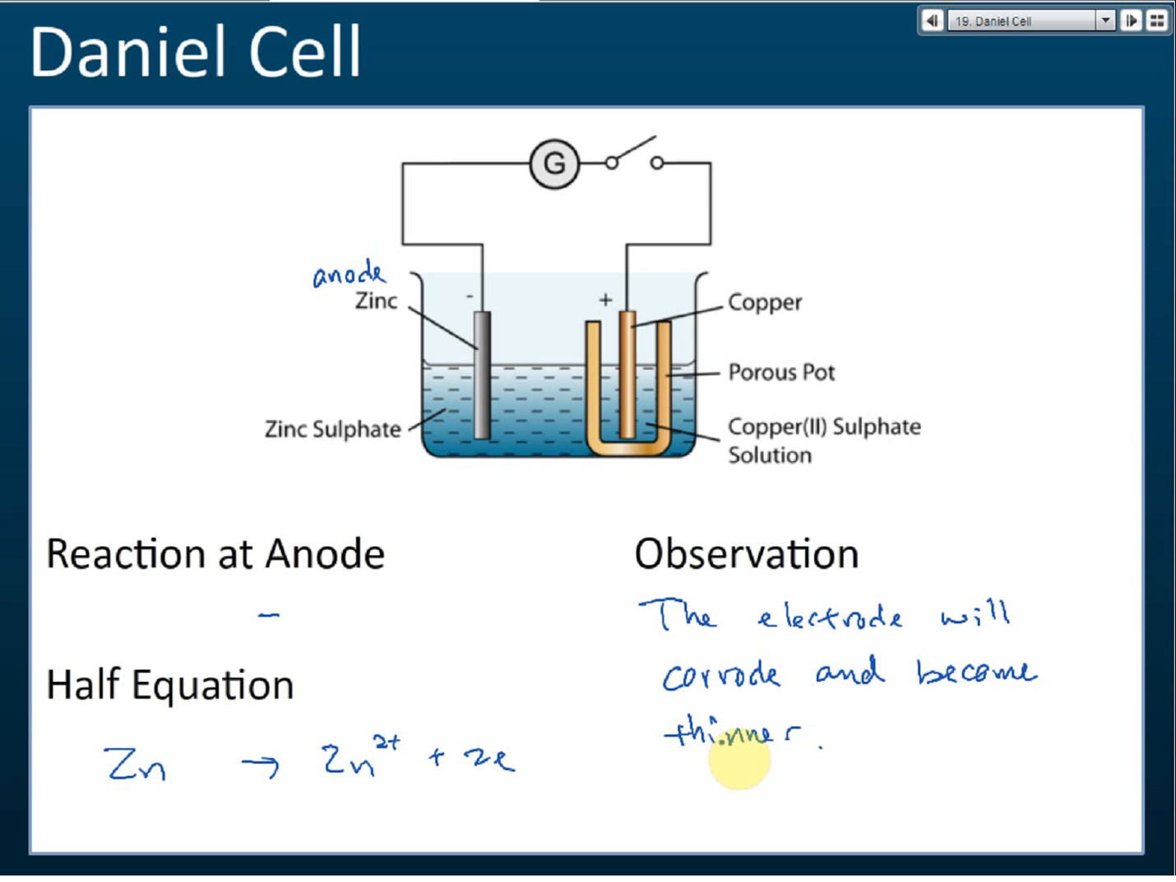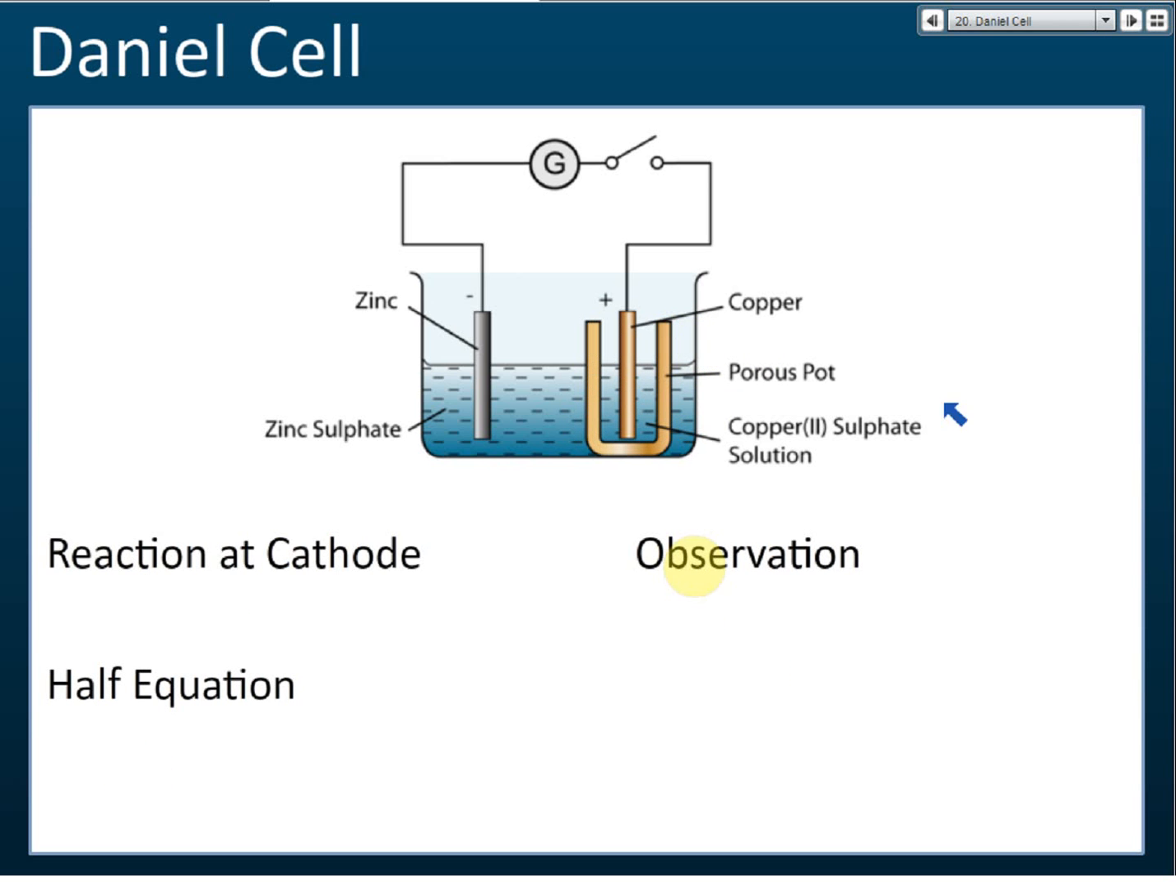The chemical reaction is exactly the same as the simple cell. The only difference is that this one has two electrolytes, and we have a porous pot. At the cathode, the positive terminal, the positive ions will receive the electrons. The positive ions we have here are the copper ions and the hydrogen ions. Copper ion is lower compared to hydrogen, so copper ions will receive electrons to form copper metal.